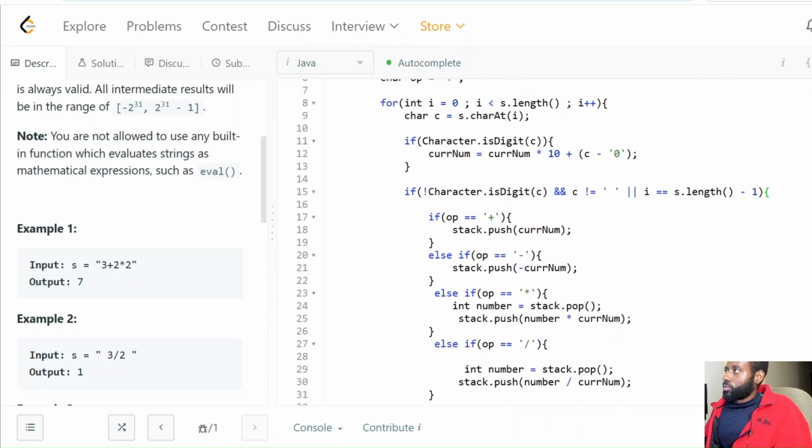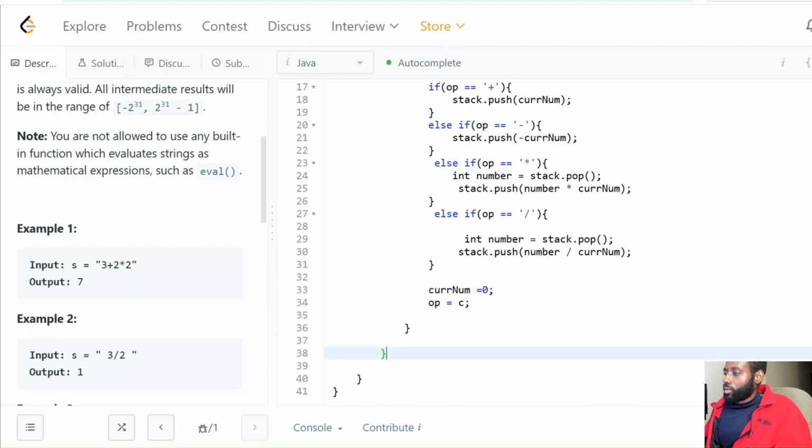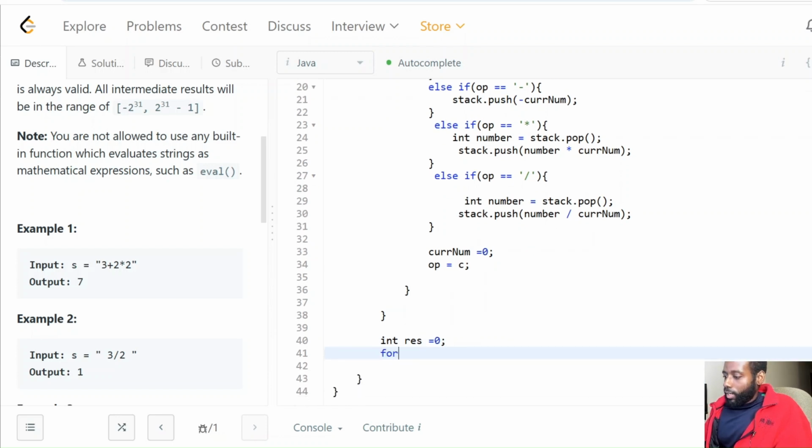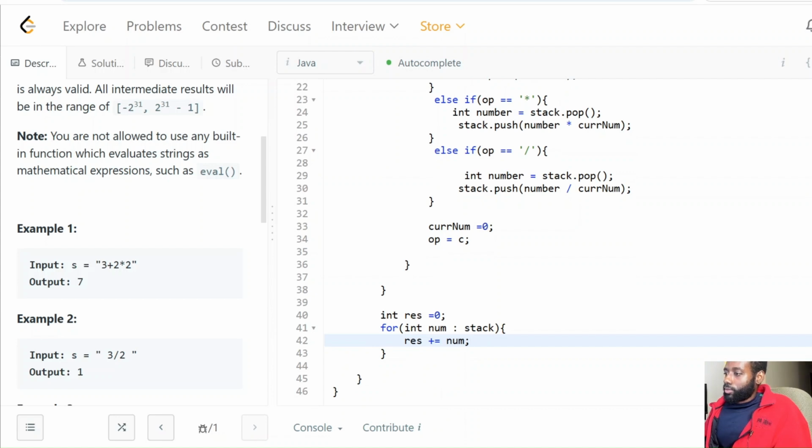And then what's next for us to do? We've processed the whole string. It's just to start building our result. So we do res equals 0, and then we loop through everything that's in the stack. We do res plus equals num, so it will add up all the numbers in there, all the subtractions, everything in there. And then we return the result.